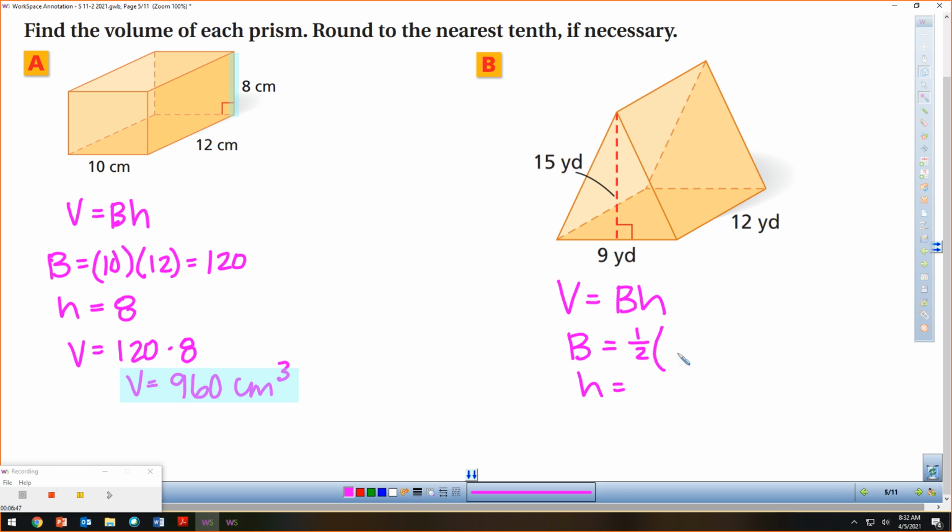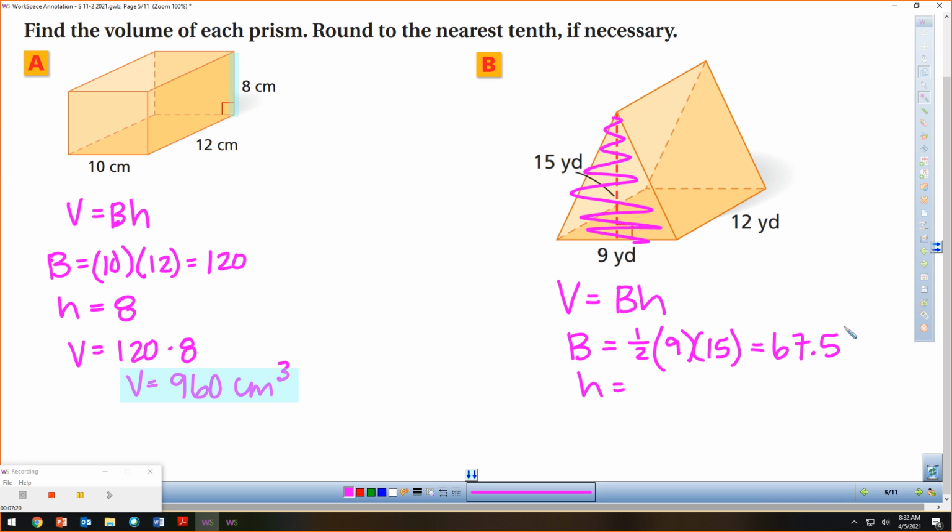So what is the base of my triangle? 9. And what is the height of my triangle? 15. Okay, I'm looking at this triangle right here. The base is 9, the height is 15. So that means when I plug it into my calculator, you do 15 times 9 times 1/2, and you get 67.5. Okay, so there is my base.